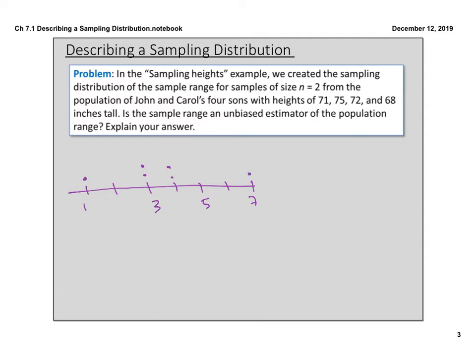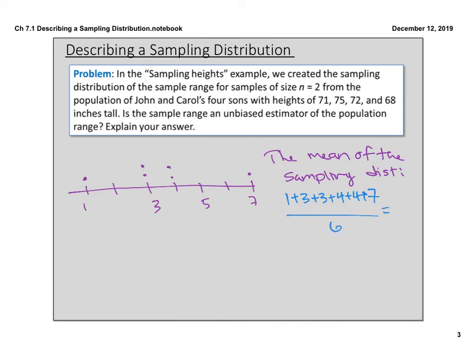If I found the mean of the sampling distribution, I would take all of those and add them up and divide by how many there are, which in this case is 6. So I'd have 1 plus 3 plus 3 plus 4 plus 4 plus 7, and I'd divide all that by 6 and I'd get 3.67. So that's the mean of our sampling distribution.